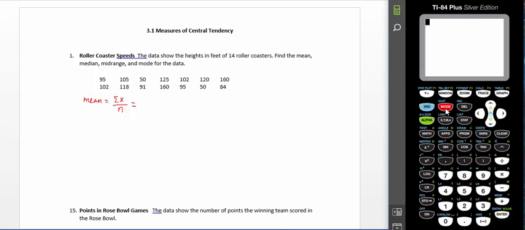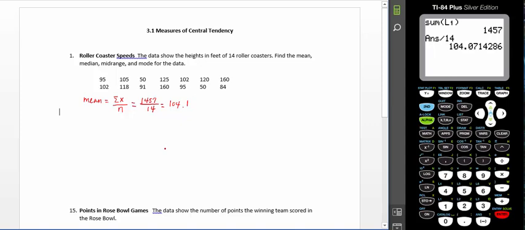Once you're done, get back out to the main screen. Second, Stat, which is List, and we'll move over to Math. Number 5 is the sum. I want the sum of L1. That tells me the sum of all 14 numbers is 1457, and I'm going to divide by the total of 14 numbers. Divided by 14, I get 104.07, and I'll round that to 104.1.